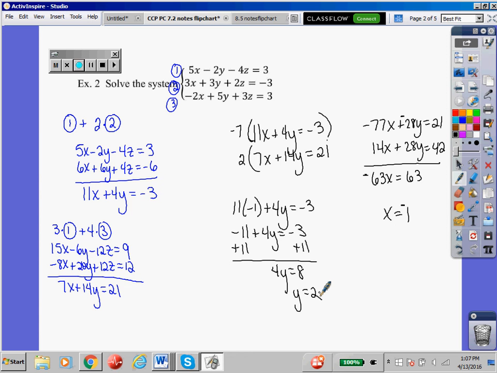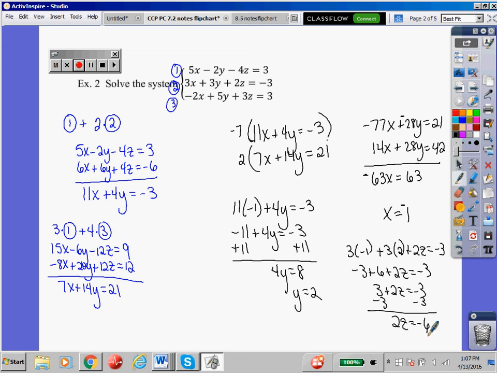Then the only place I see z is in one of the original 3 equations. You're going to plug in the x and y to find z. It doesn't matter which one you choose. I'm going to pick the second one. 3 times negative 1 plus 3 times 2 plus 2z equals negative 3. Negative 3 plus 6 plus 2z. You subtract 3. 2z is negative 6. So z is negative 3. So my final solution is an ordered triple, x, y, z. Please circle it when you're done. And you get negative 1, 2, negative 3.